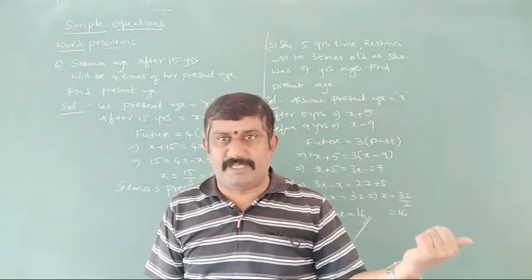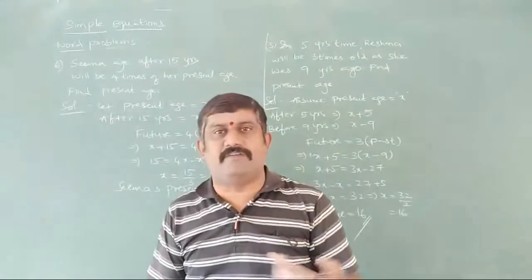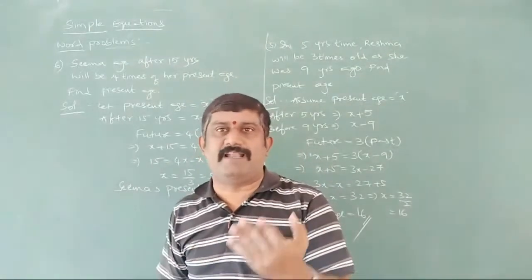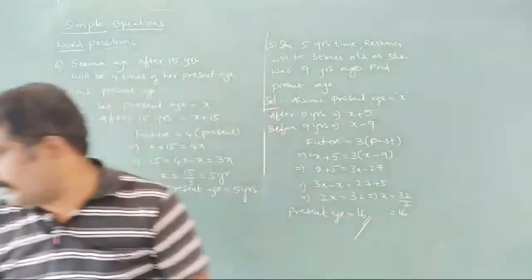Present age is 5. After 15 years, 20. How many times will it go? 4 times it will go. 5 fours are 20. So that's it. We got our answer, it is perfect. Next, one more problem.